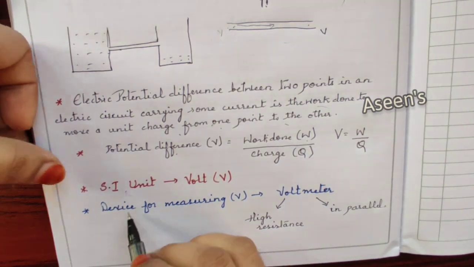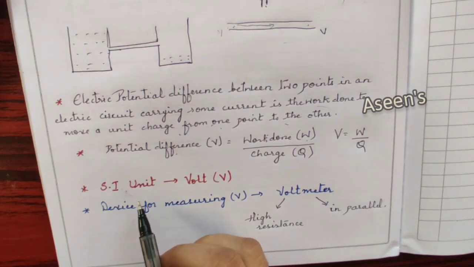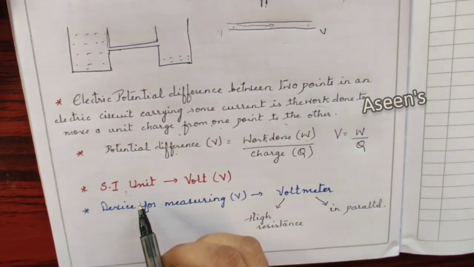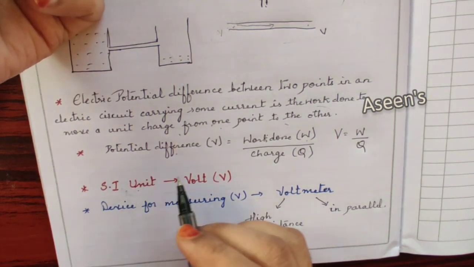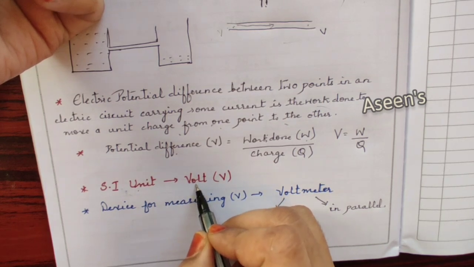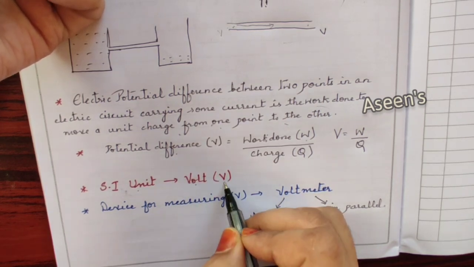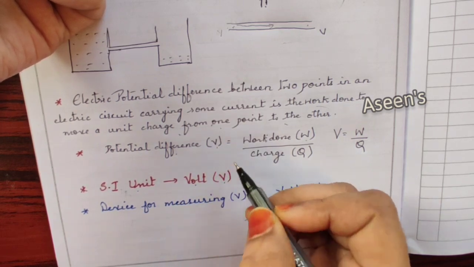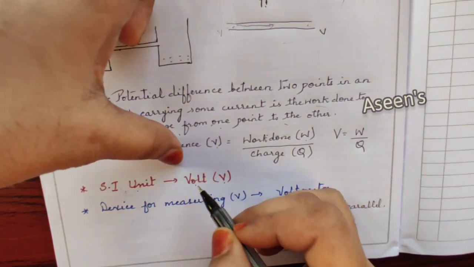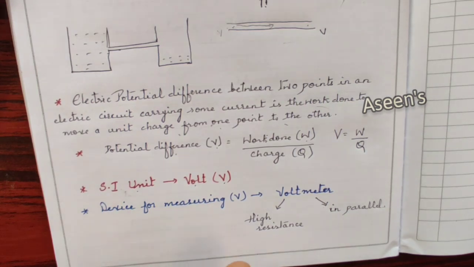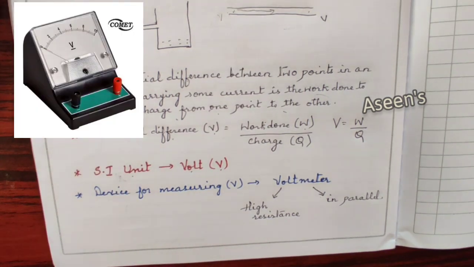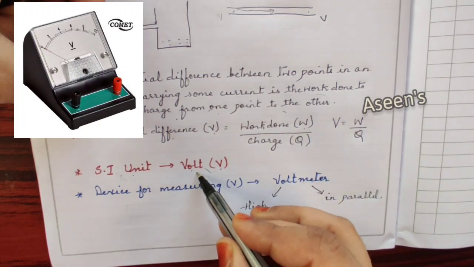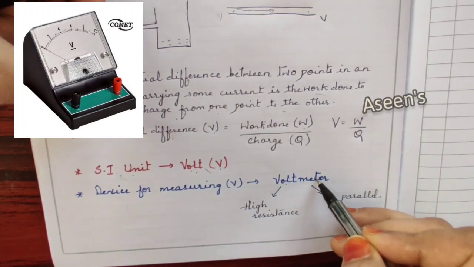Now that was about your potential difference. What is the SI unit of potential difference? The SI unit of potential difference is volt, and again here it is denoted as V. So the symbol of potential difference and the SI unit are both denoted as V. And now the device: the device for measuring potential difference is the voltmeter. The SI unit is volt, and the instrument is the voltmeter.